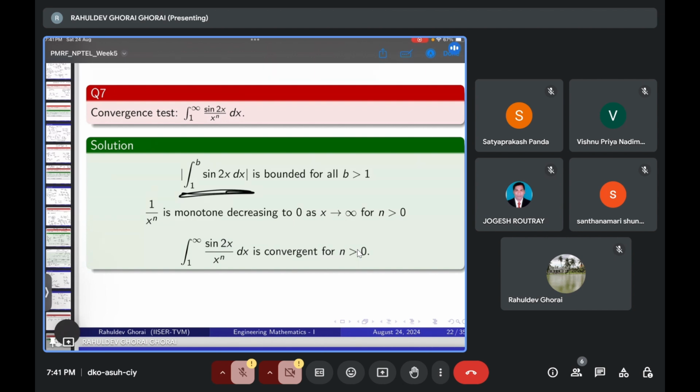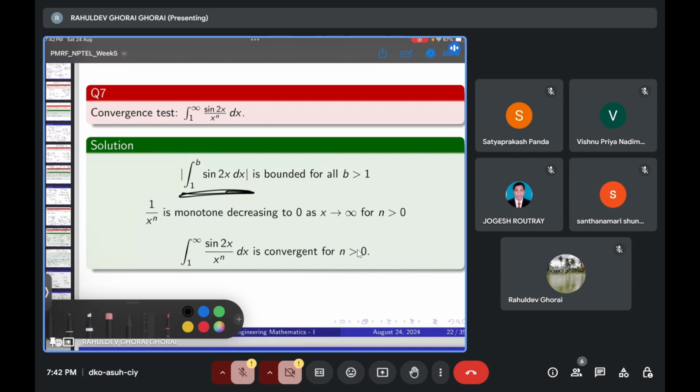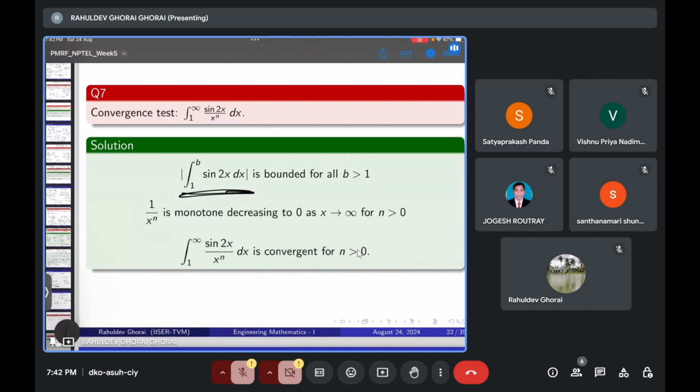Because sine 2x is a bounded function on a bounded domain, and it is nice and has no singularities, the integration will be bounded. Once the integration is bounded, and if you know that 1 over x to the power n is monotonically decreasing and converging to 0 as x tends to infinity, then this is true for any two functions.